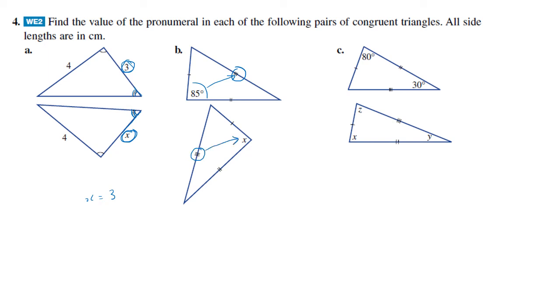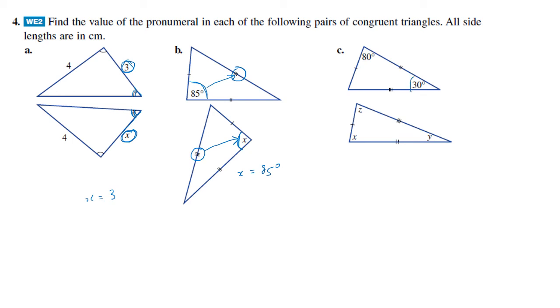Let's have a look for the angle that's opposite, which is angle x. Therefore, x has to be 85 degrees because we've worked out that x corresponds to the same angle as 85 degrees. All right, question C.